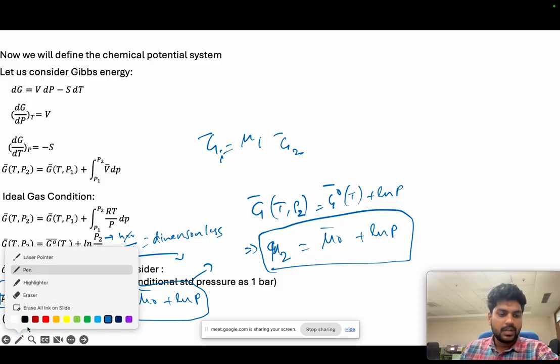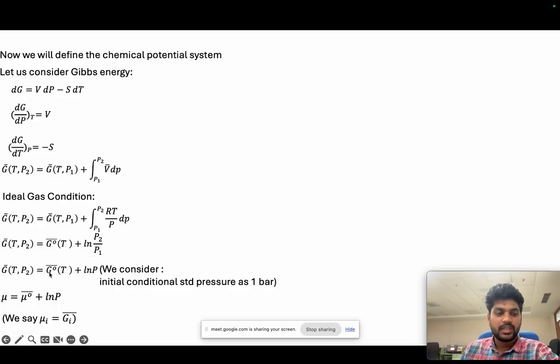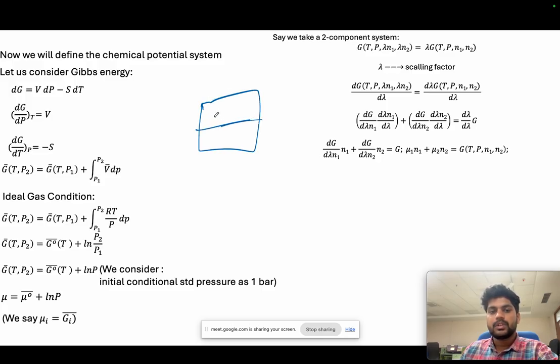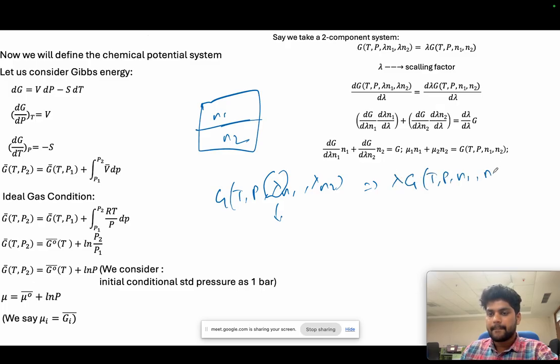If you are asking me how you can get from here to here, then I will show you one example. Suppose we are taking a two component system. Two component means we have two systems which have n1 and n2 numbers of molecules, and the Gibbs energy of the whole system will depend upon T, P, lambda n1, comma lambda n2. Lambda is a scaling factor here, so it can be any constant value. So we can write like this, because this is a scaling factor, we can bring it out.